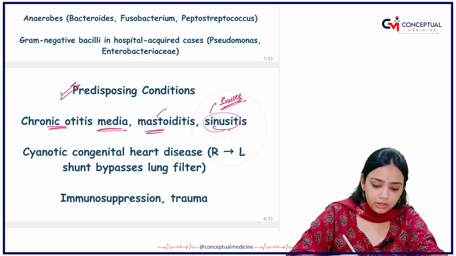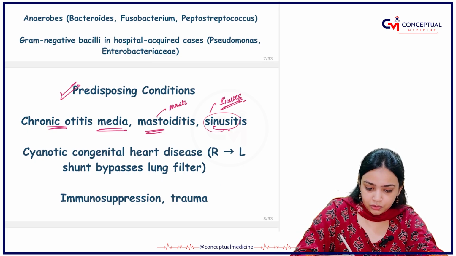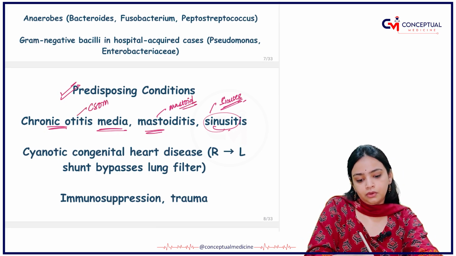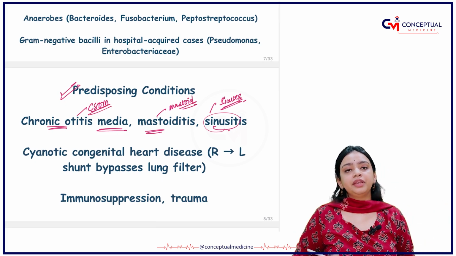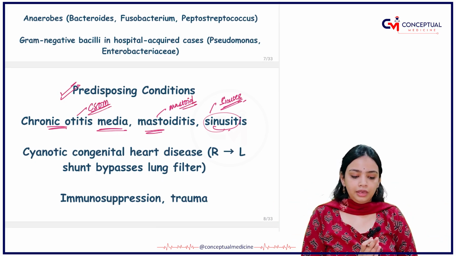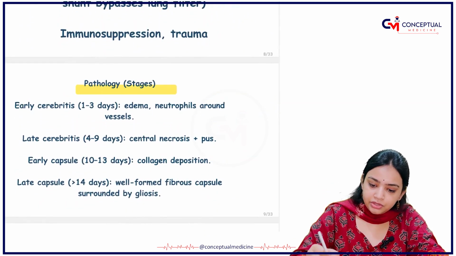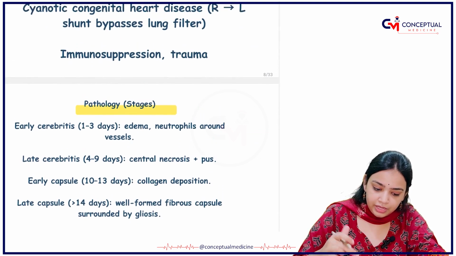Mastoiditis is the inflammation of your mastoid. And CSOM, chronic suppurative otitis media, you will learn in your ENT. Next, what is the pathology that is there? You have the three stages. What are the three stages we have?